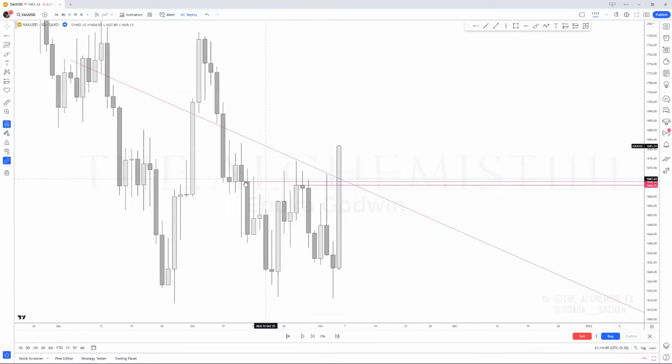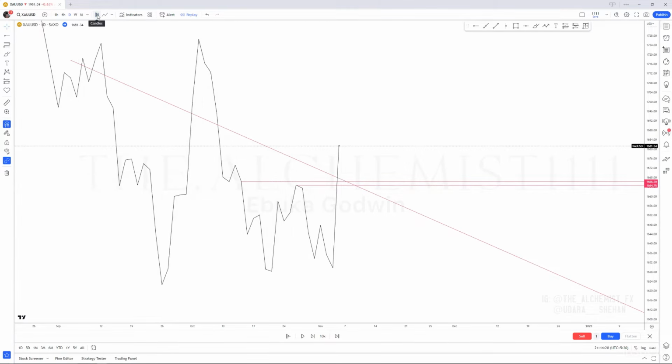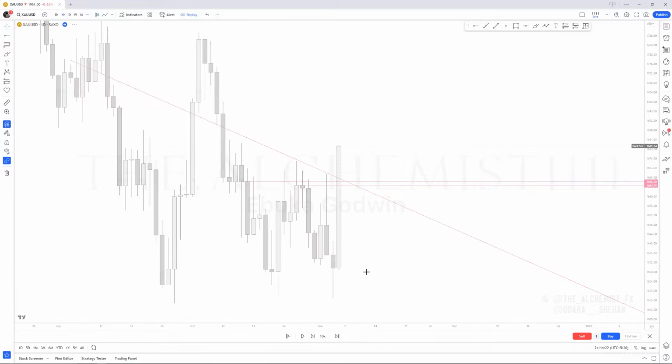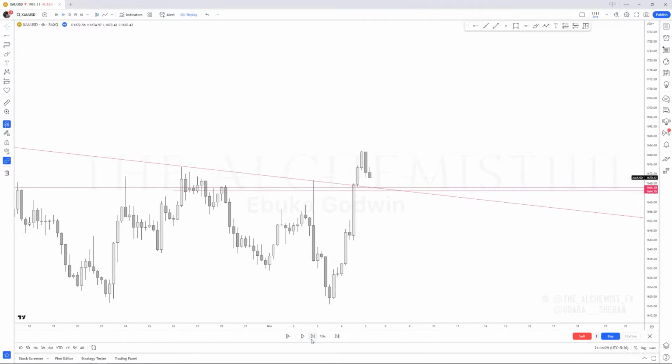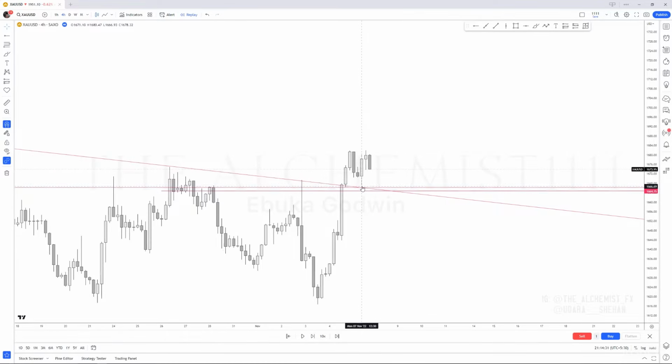Can you see how many times it was used as a resistance? Once here, twice, 3 times, 4 times, 5 times, 6 times. A good zone, right? You can even refine it to this RBS, and then we have these weekly trend lines as contours. So what happened? Not yet. Can you see how they missed it? Missed it completely.